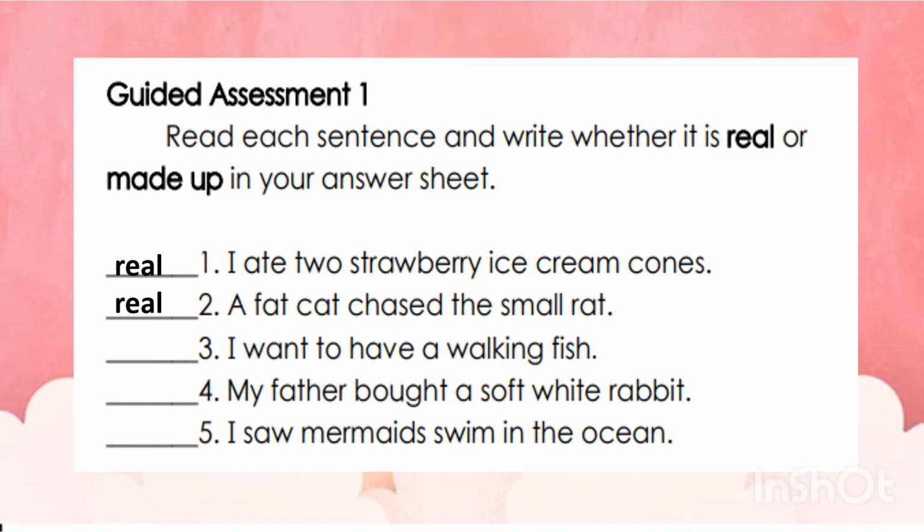Number 3. I want to have a walking fish. Very good, made up. Number 4. My father bought a soft white rabbit. You're right, real. Number 5. I saw mermaids swim in the ocean. Very good, made up.